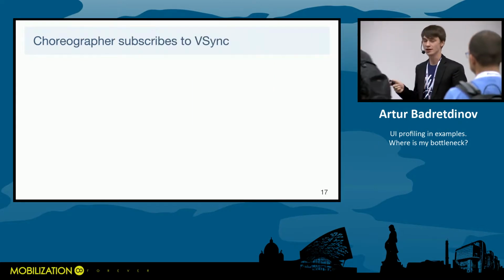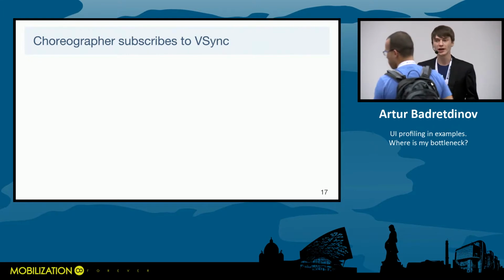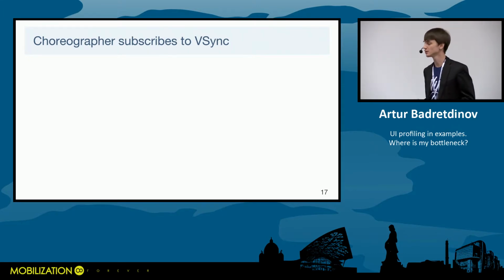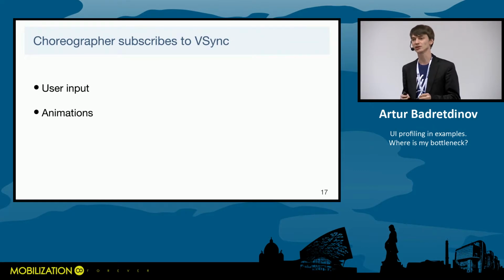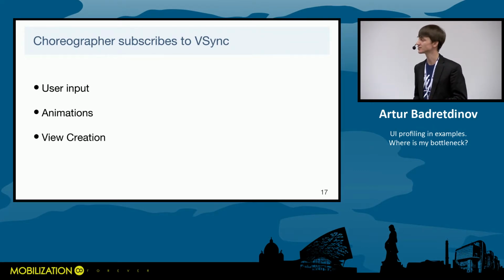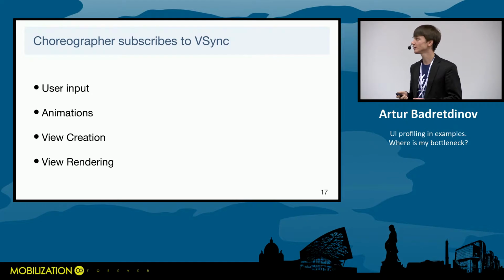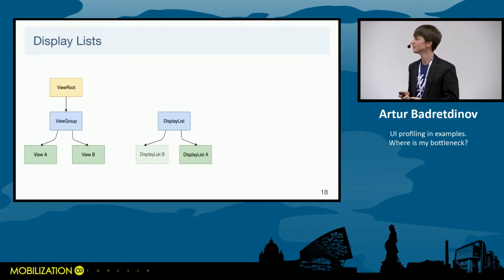And what happens? There is a class called Choreographer, and each time it gets this vsync event from Android, it starts to work with user input, first of all touches, if a touch started or ended, or something like this. It calculates new values required for animations, creates some views, renders them, and that's actually it.